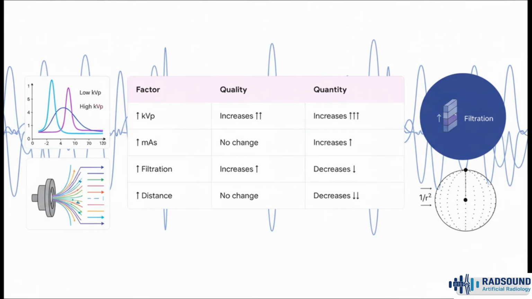This table just lays it all out perfectly. Look, beam quality, the penetrating power, is really only controlled by two things: KVP and filtration. But beam quantity, the sheer number of photons, is affected by everything. It goes up with MAS, it goes way up with KVP, and it goes way down with distance. If you can keep these relationships straight in your head, you've mastered radiographic technique.